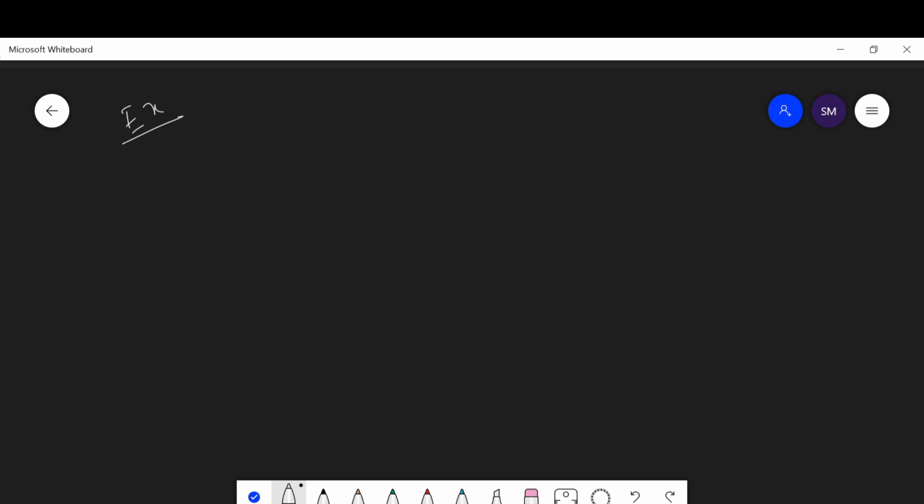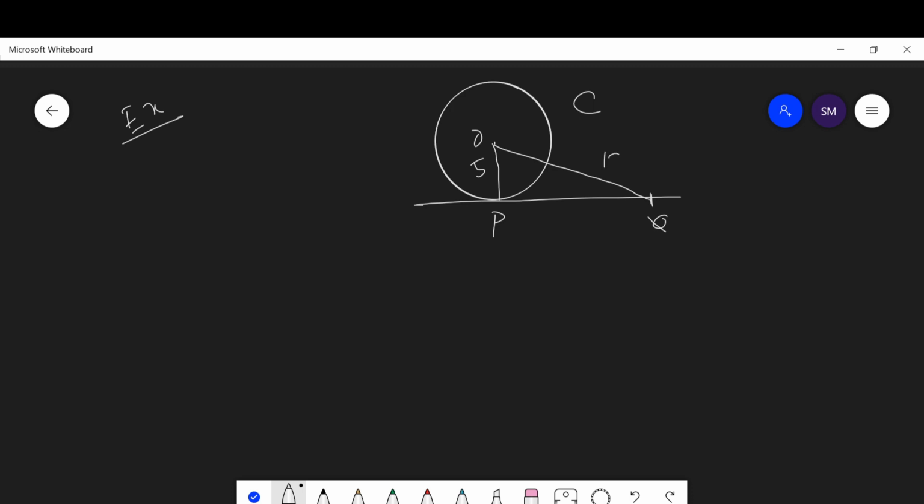Here the question says: suppose C is a circle and O is the center of the circle, and PQ is the tangent to the circle. Here OP is given as 5 centimeter, Q is an exterior point of the circle, and OQ is 13 centimeter. Then we have to find the length of PQ.